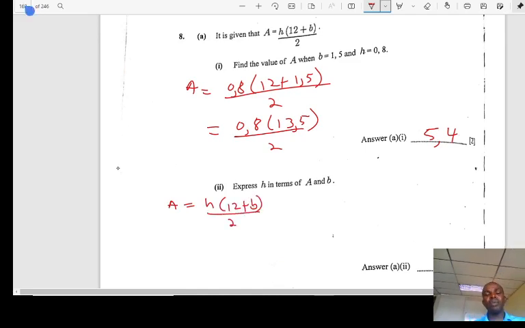First thing, cross multiply by 2. Multiply everything by 2. It will be 2A, then H times (12 plus B), like this. So what do you want? What you want is H. It's supposed to be H is equal to something.